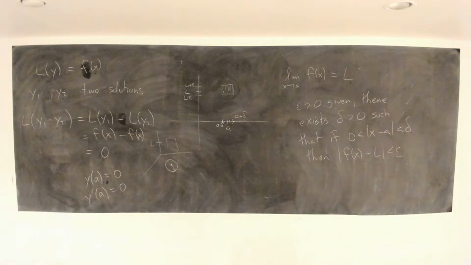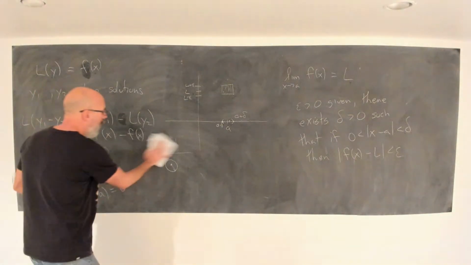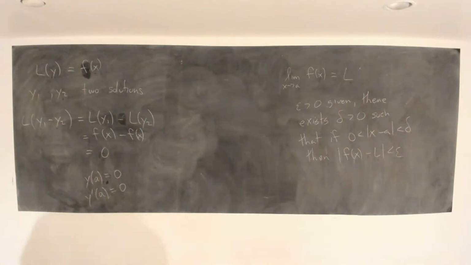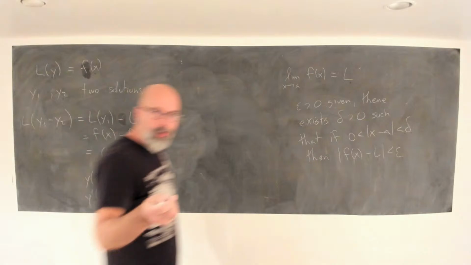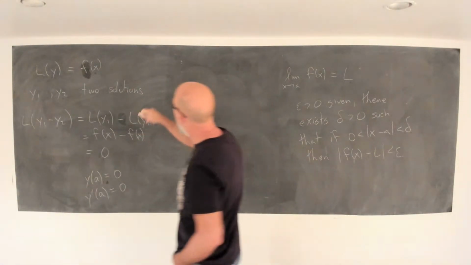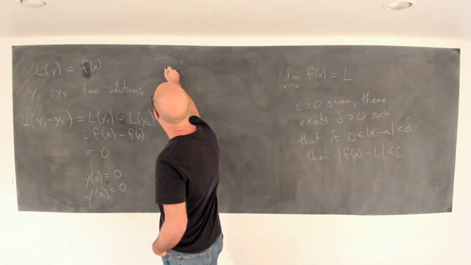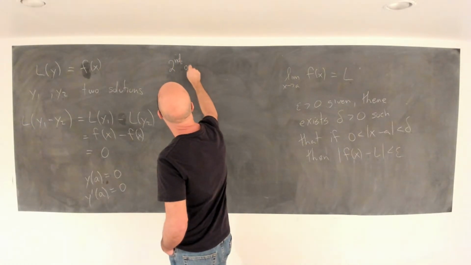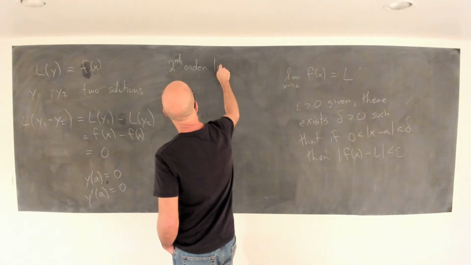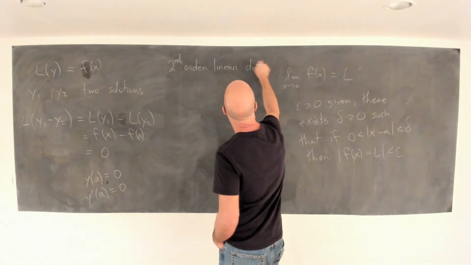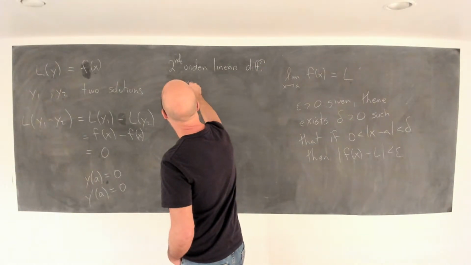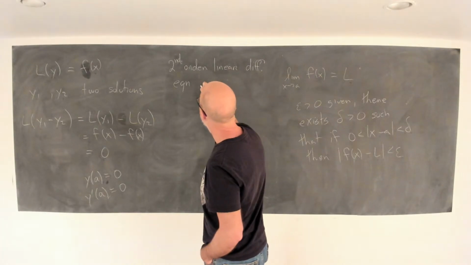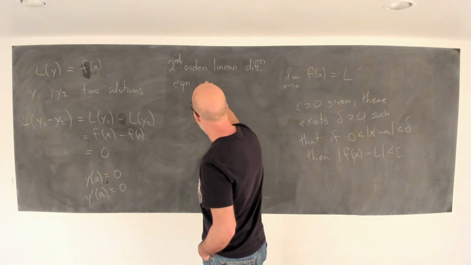There it is. We'll bring it back to calculus. All right, so for those of you just joining us here, here's the question. If you have, let's call it a second order linear differential equation, why is the solution unique? Second order differential equation with initial conditions.